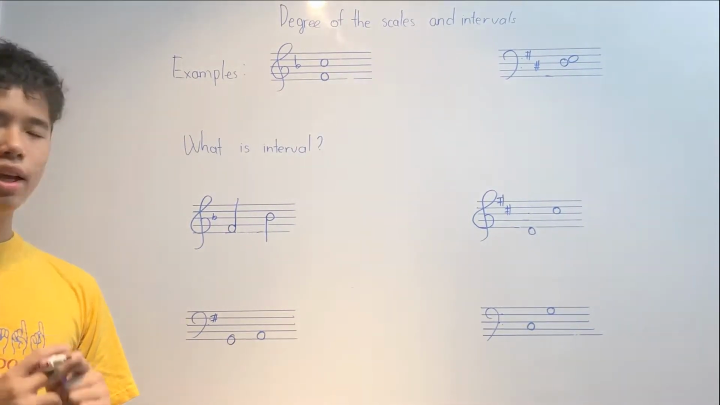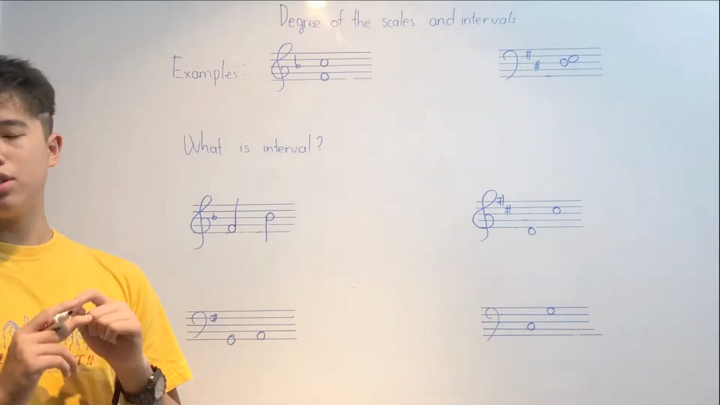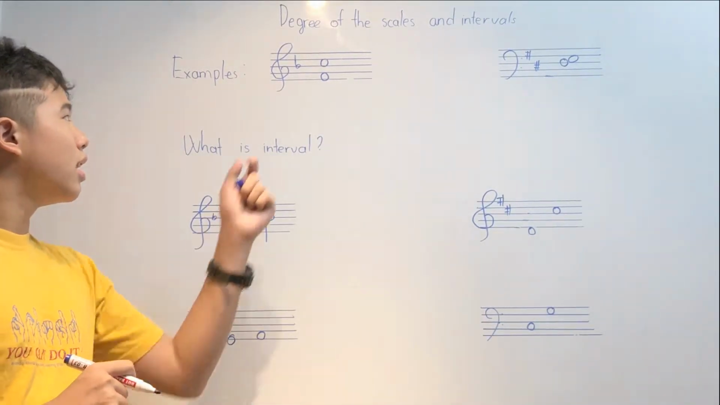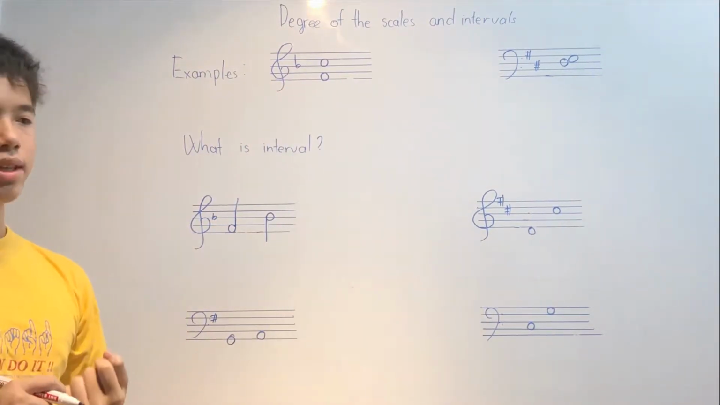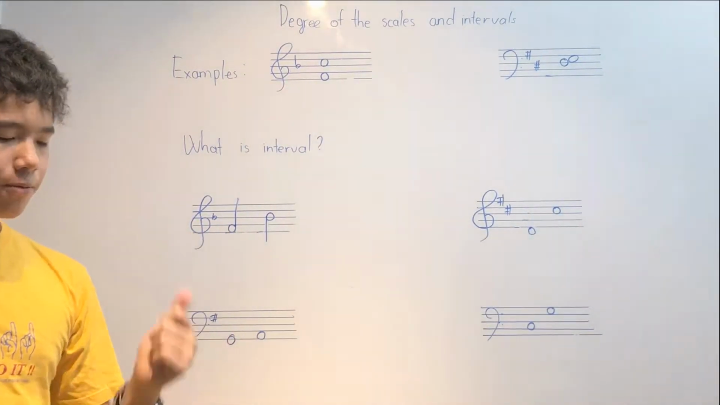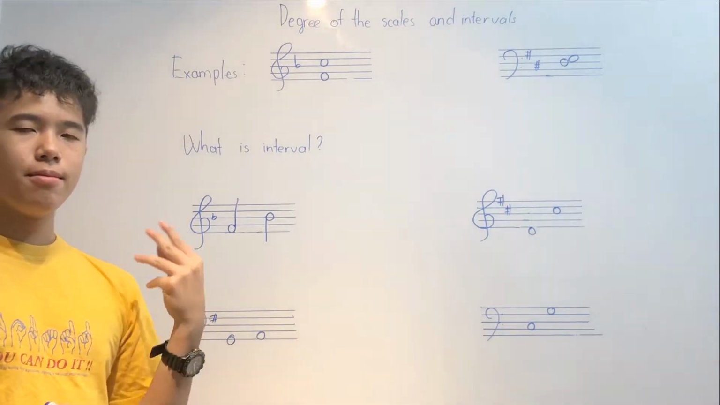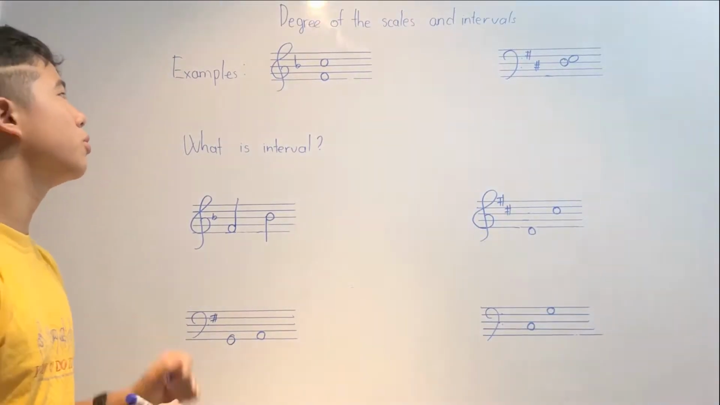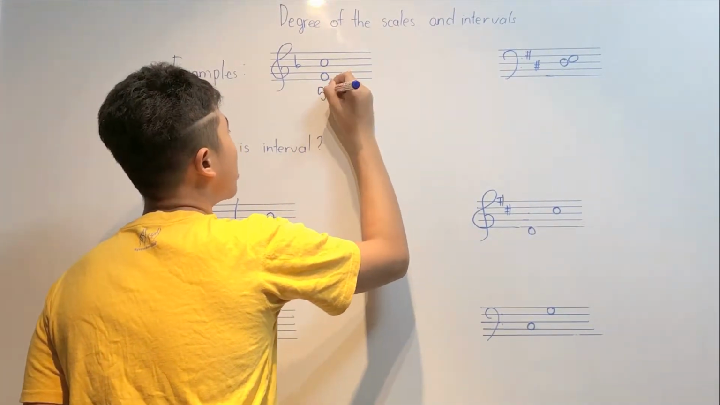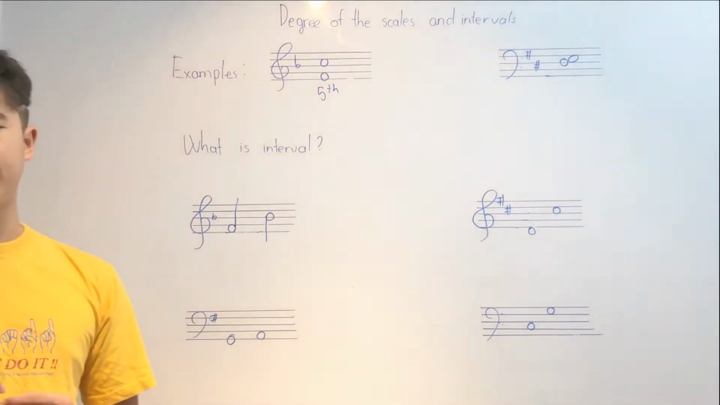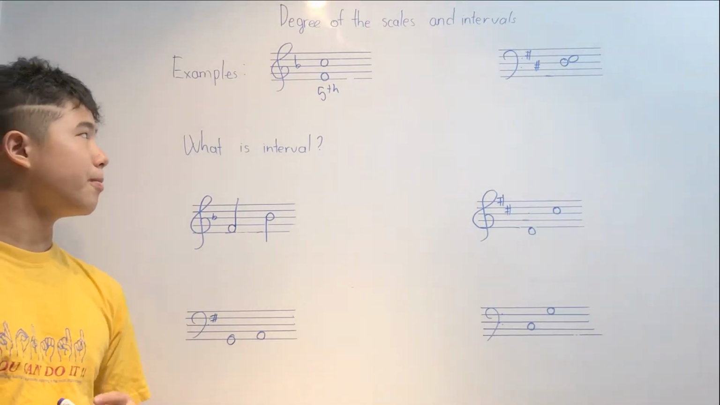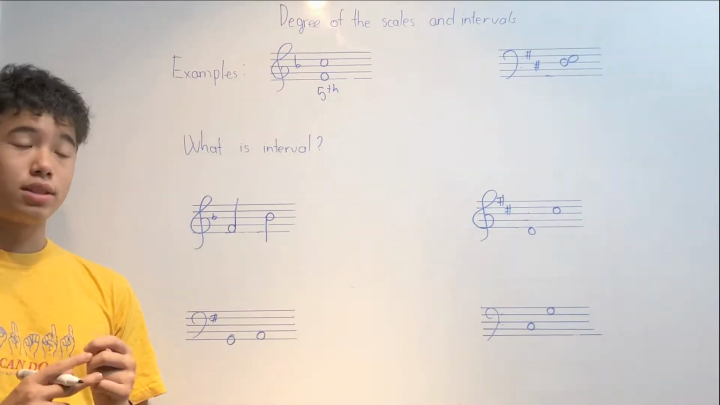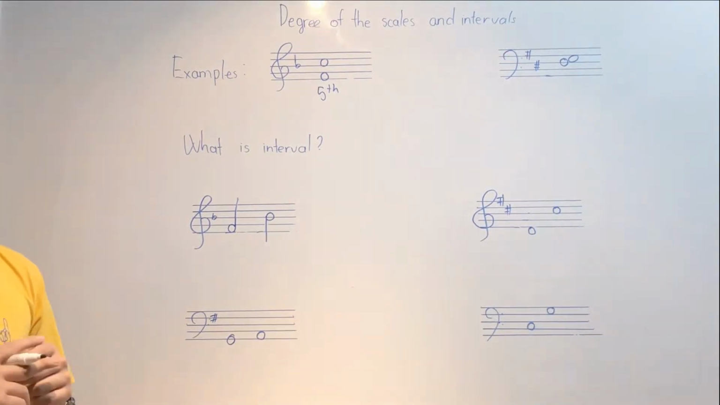In C major, C is the key note. In G major, G is the key note. In F major, F is the key note, and this one is C. F to C, so there's F, G, A, B, and C. There are 5 notes, so the degree of the top note is 5. Remember to identify what scale it is and where the key note is.